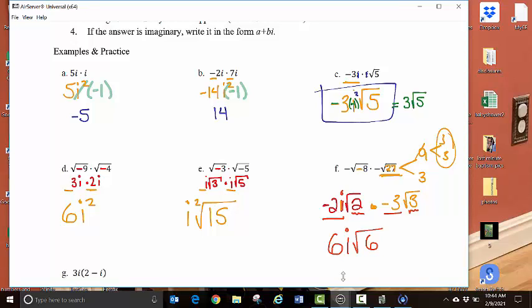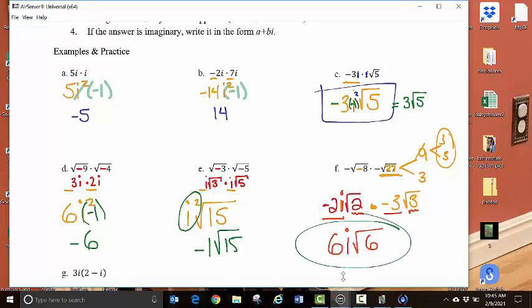Okay? This is a negative 1. 6 times negative 1 is negative 6. i squared, that's a negative 1, the square root of 15. And this one, did it have an i squared? No, so you just leave it.